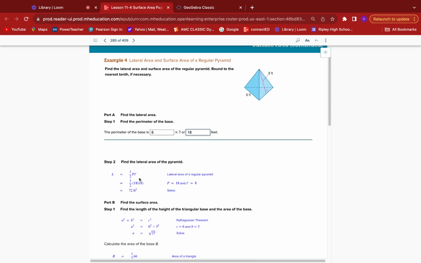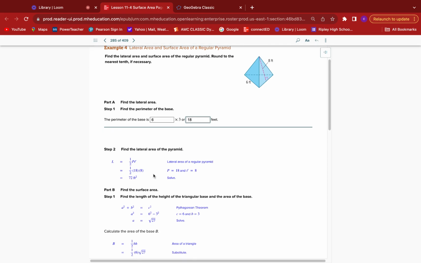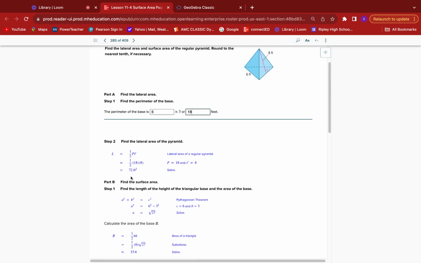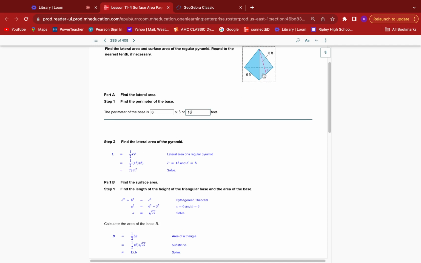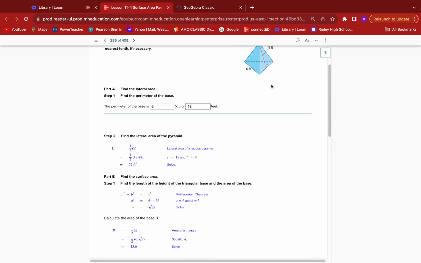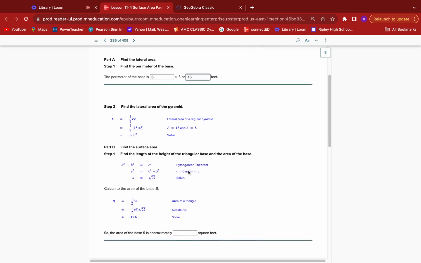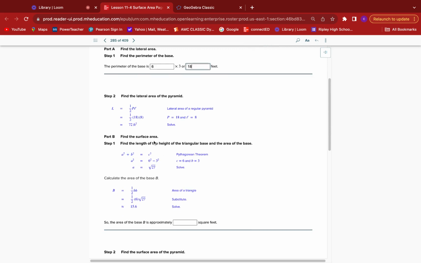Now we need the slant of the pyramid, and that is the one that's running from the vertex of the top perpendicular to its triangular side, and that's going to be 8. So we have 1/2 times 18 times 8, and that is 72 square feet. But remember, this is your lateral area. We need to add on the area of this base in order to find the surface area. And there's only one base. There's only one B.